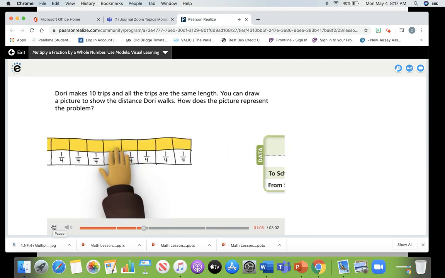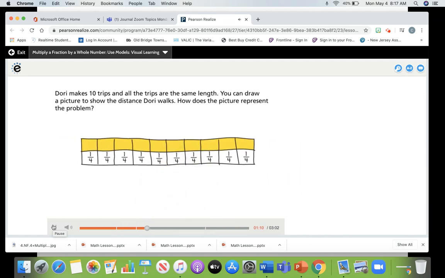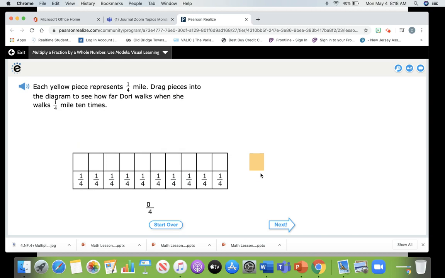You can draw a picture to show the distance Dory walks. How does the picture represent the problem? Well, let's see. We have 1/4, 1, 2, 3, 4, 5, 6, 7, 8, 9, 10. Right? So each yellow piece represents 1/4.